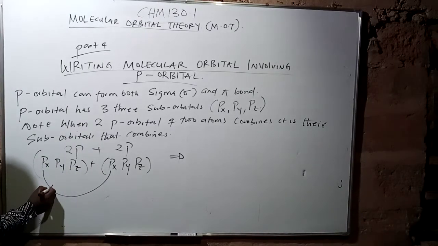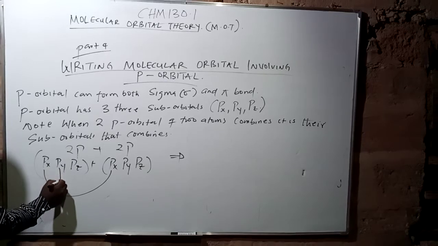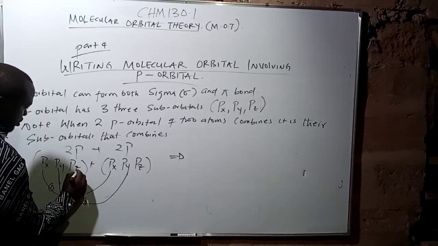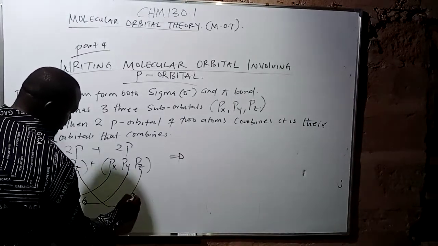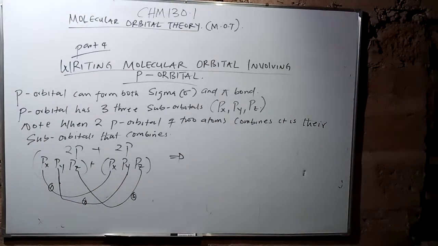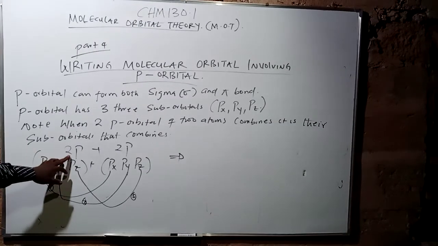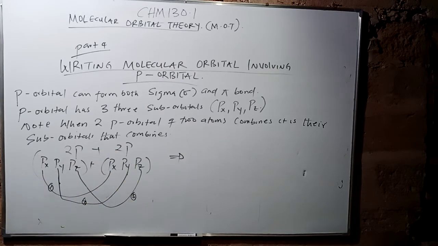And so this one will go with this one, right? So let me call this one 1. So this one will come like this, goes with this. Let me call it 2. While this one will come and go with this. So let me call it 3, right? And so if you want to write it, remember this is 2, so this is our 2p plus our 2p orbital.